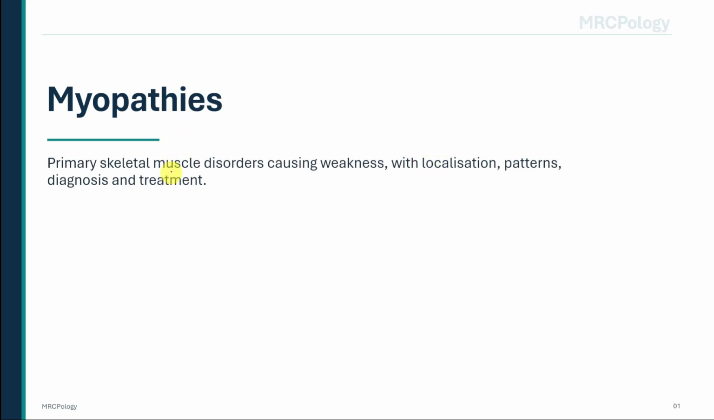Myopathies are primary disorders of skeletal muscle. The main clinical consequence is weakness caused by failure of the muscle fibers to generate normal force. The typical pattern is symmetrical proximal weakness. The patient struggles with activities that require the large muscles of the shoulder and pelvic girdles. Sensation is usually normal because the sensory nerves are not primarily affected.